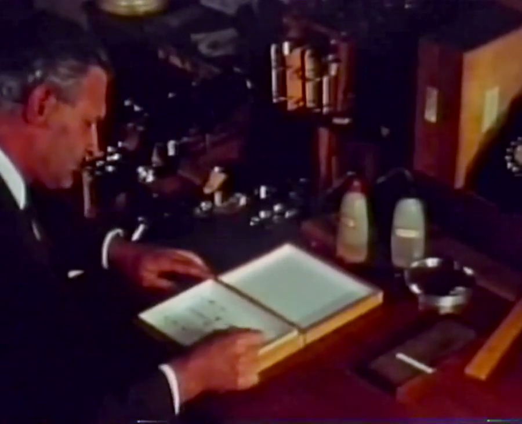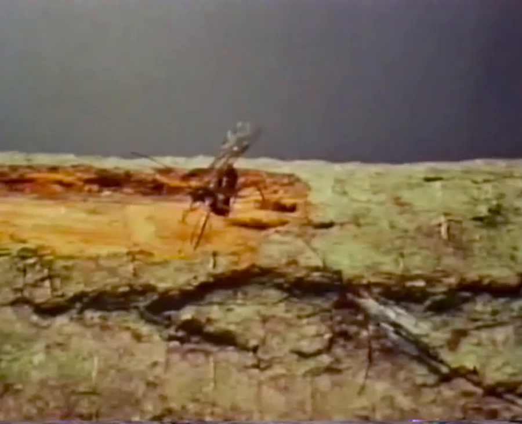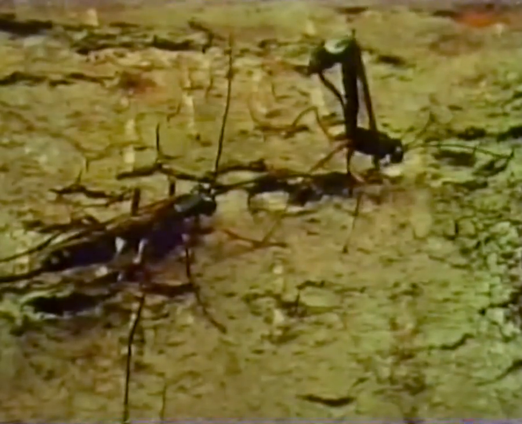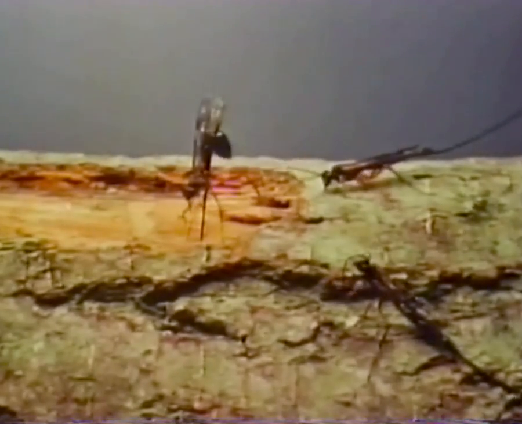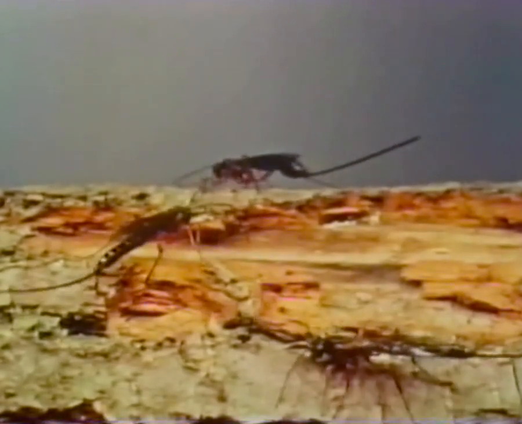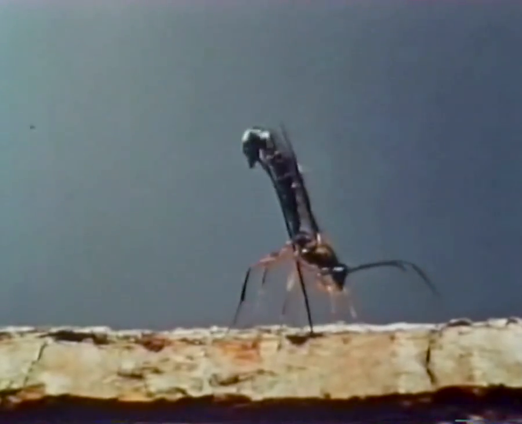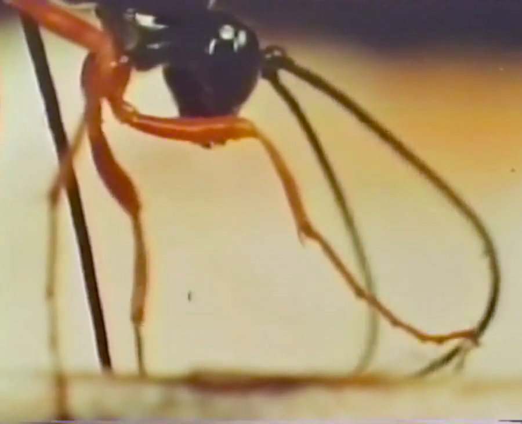Our third parasite, Pseudorhyssa alpestris, greatly resembles Ricella in size and shape. Often, when Ricella is drilling her egg shaft, we find one or more Pseudorhyssa females standing nearby, watching but not interfering. When Ricella has laid her egg and departed, Pseudorhyssa moves in and searches with her feelers for the Ricella egg shaft. Having found it, she raises her body and inserts her ovipositor down the Ricella shaft.